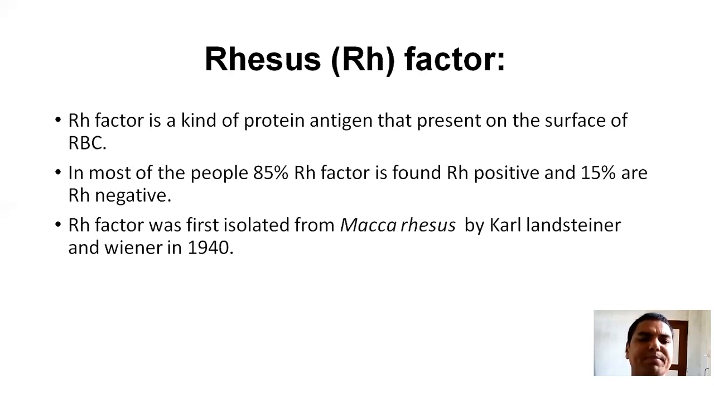In most people, 85% are found Rh positive. That means 85% have A positive, B positive, O positive or AB positive blood, but 15% of people have Rh negative. That means A negative, B negative, O negative, AB negative blood group people are fewer. That means 15% of people have only the Rh negative blood group.